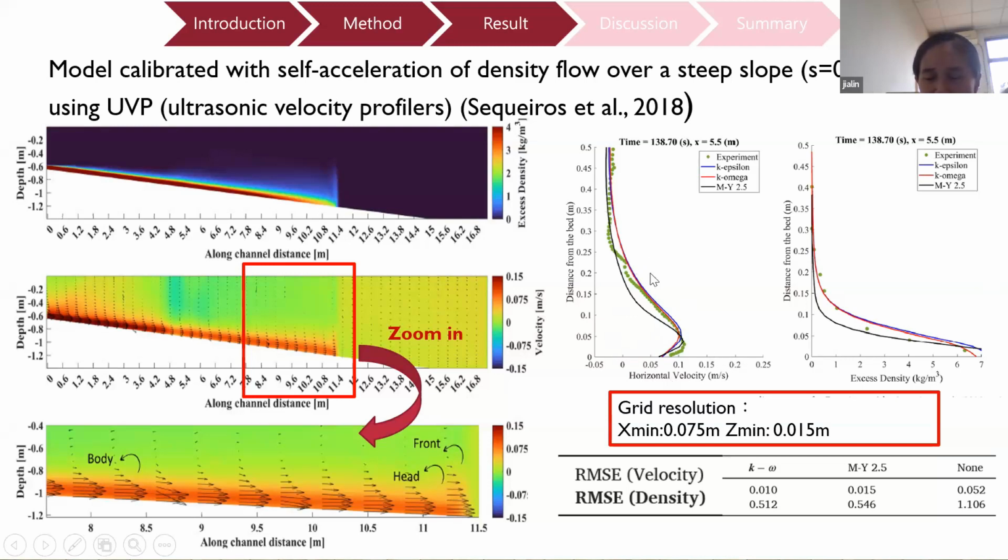So here the green dots are the experimental data from previous research, and the blue, red, and black lines are the data from different turbulence models. We carefully compared our results with the dots, and we found that the K omega and K epsilon models are actually better than the traditional Mellor-Yamada model in the typical ocean model. And we are kind of comfortable with our model, and then we want to move our experiment from indoor to outdoor right now.